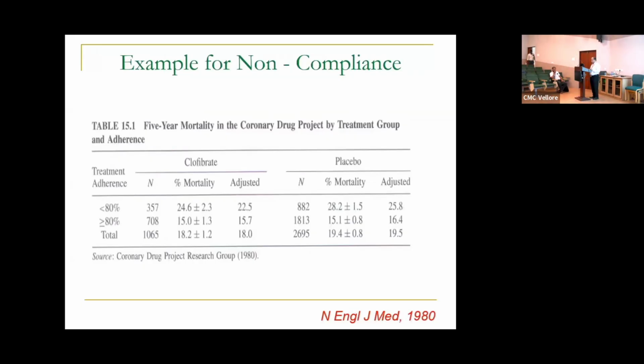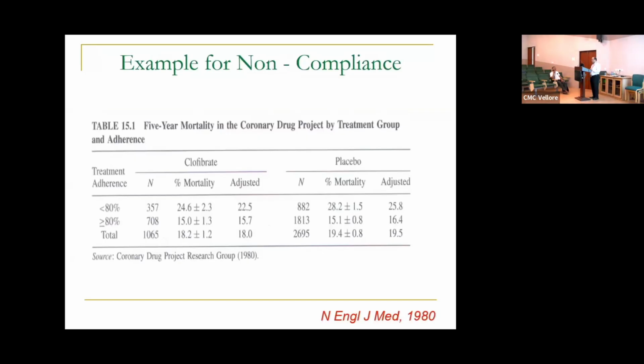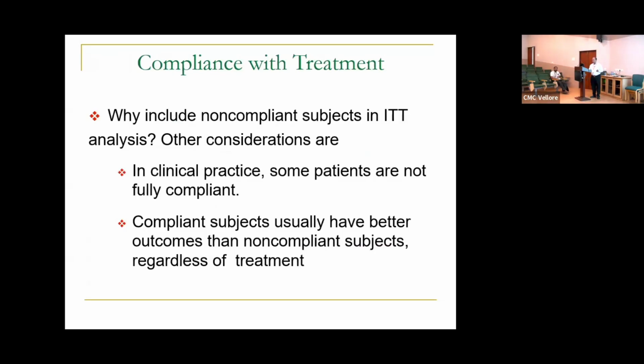This is the compliance. Why include non-compliant subjects in ITT analysis? Other considerations are that some patients are not fully compliant. Compliant subjects usually have better outcomes than non-compliant subjects. Let us look at this data. Compliance was assessed as less than 80% and more than 80%. This statement says compliant subjects usually have better outcomes than non-compliant subjects, regardless of the treatment.